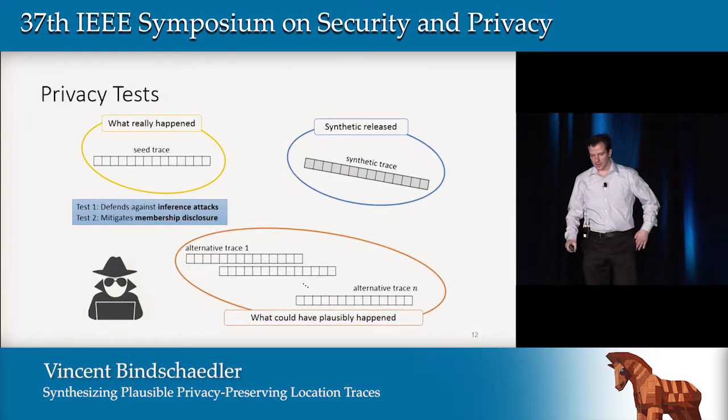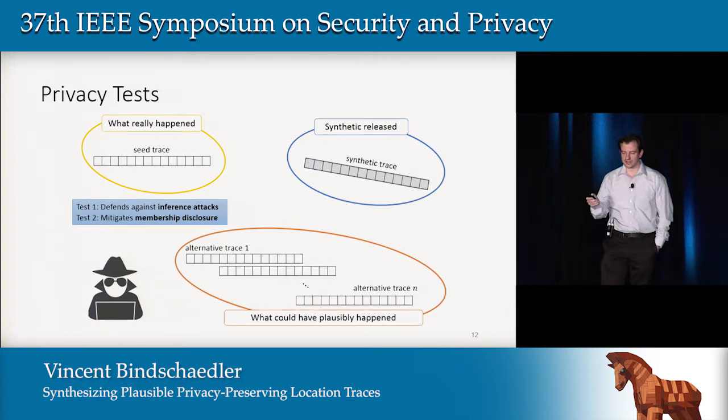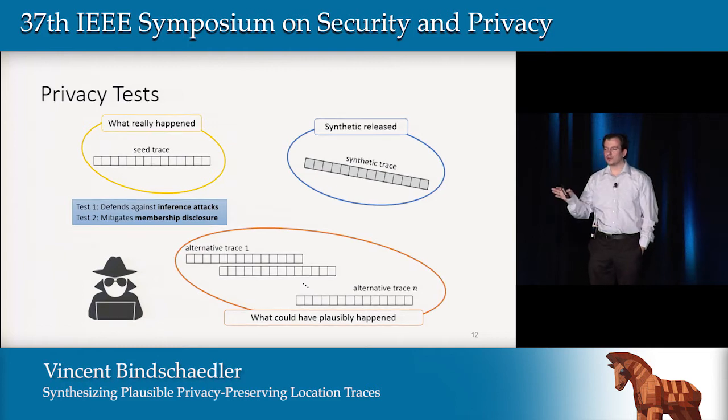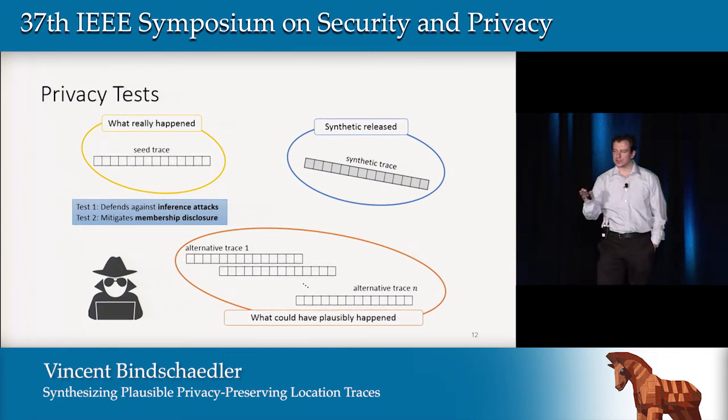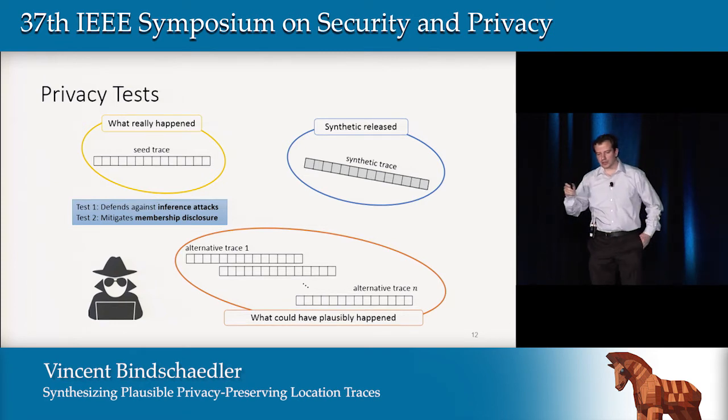OK, so this is the generative model. How do we actually go about ensuring privacy? Well, the first thing is, what are we worried about? What we are worried about here is what the synthetic trace is actually going to leak about the seed trace it came from. We're going to release the synthetic trace if it passes the privacy test, but the seed trace is what was sensitive. So what we want to make sure of is that because the synthetic trace came from the seed trace, it does not leak information about it.